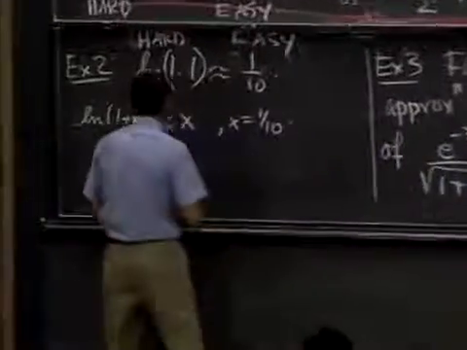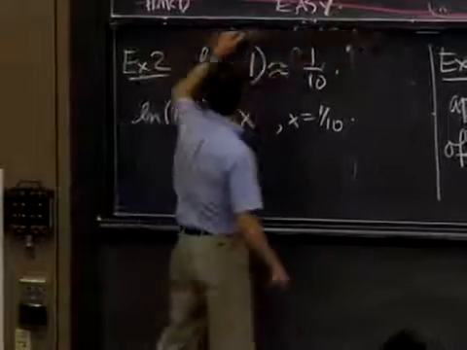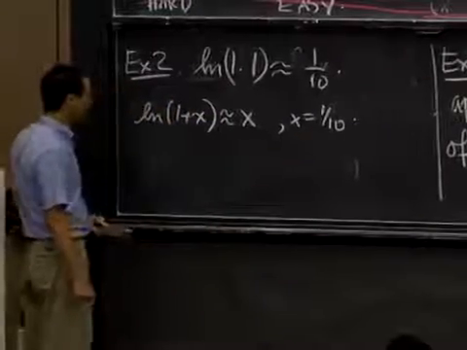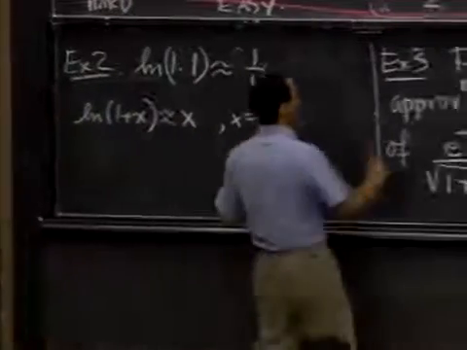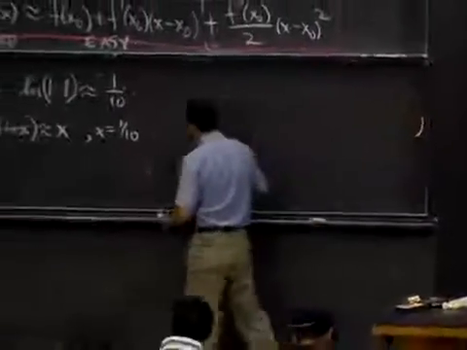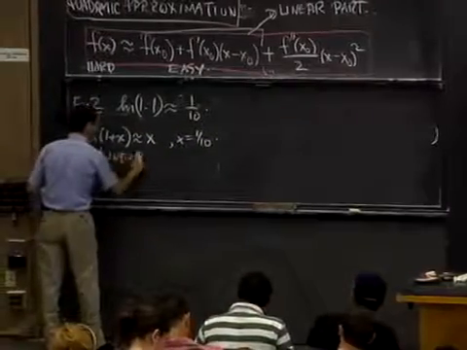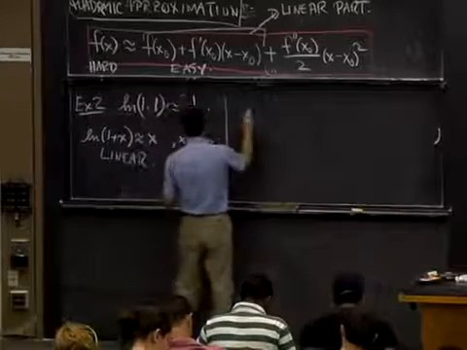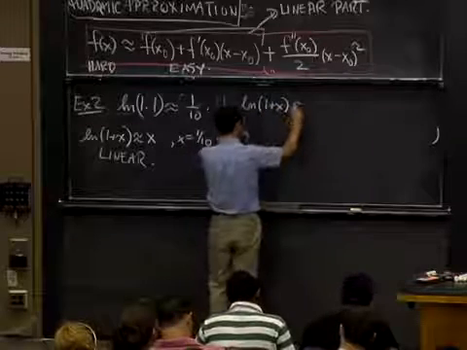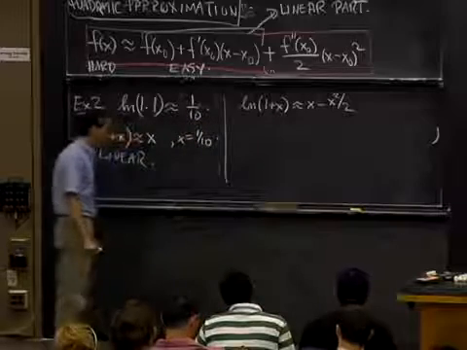And if you do that for this example here, maybe I'll even illustrate with this example before I go on. Just to give you a flavor for what goes on, this is the linear version, and now I'm going to compare it to the quadratic version. So the quadratic version turns out to be this. That's what turns out to be the quadratic approximation.